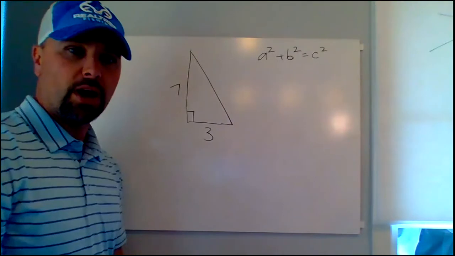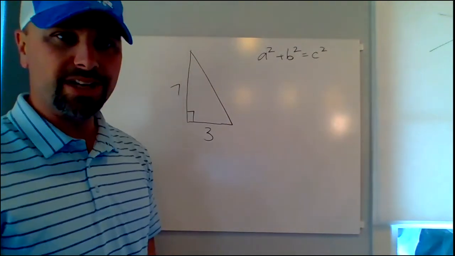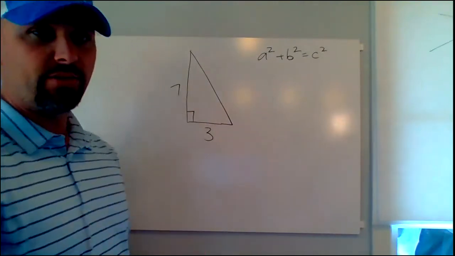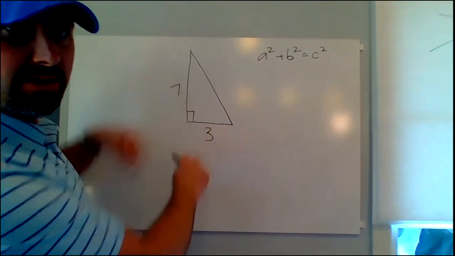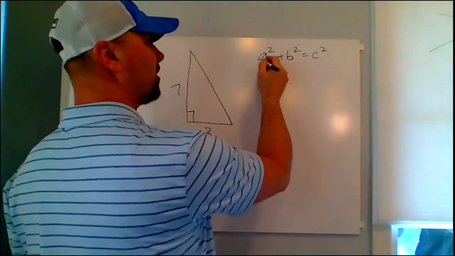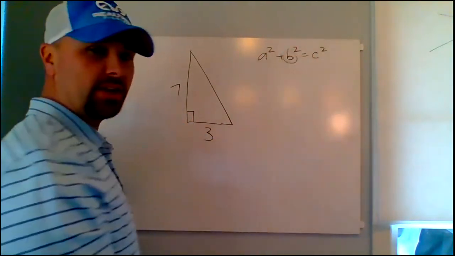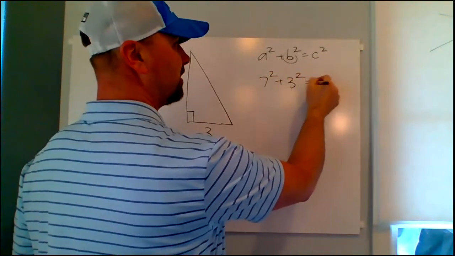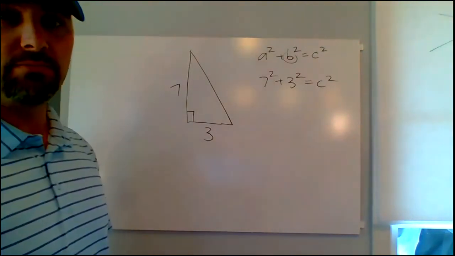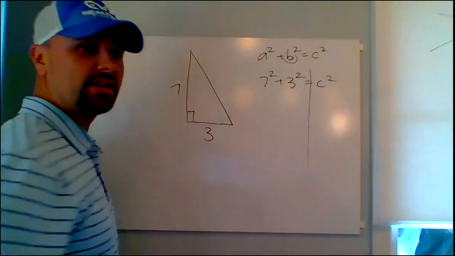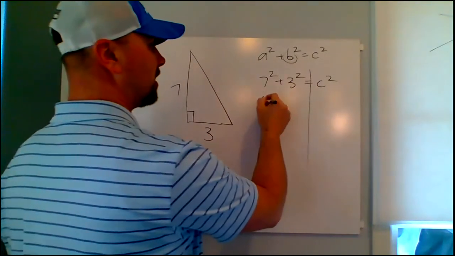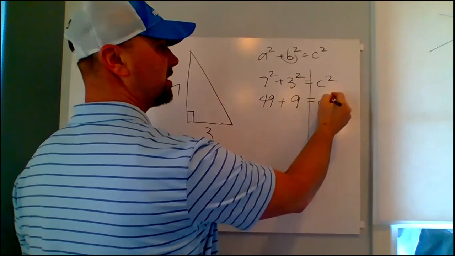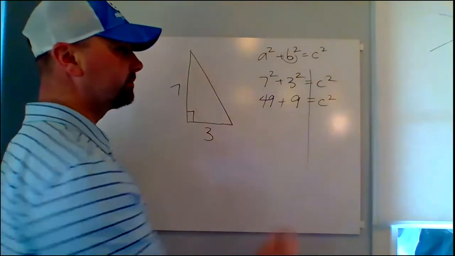So look at the problem, 7 and 3. First thing we need to ask ourselves is what sides do we have. In this one we have both of the legs, what makes the 90-degree angle. We have a and b in this problem, so we're going to put in 7 and 3 for a and b. And from here, it's algebra. 7 squared is 49, 3 squared is 9, equals c squared.